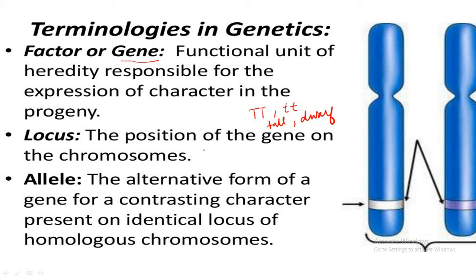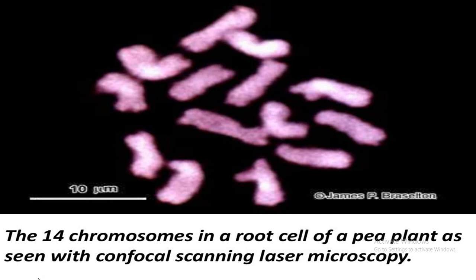During fertilization, the two alleles, capital T from one parental gamete and small t from the other parent, are united to form a zygote that has one capital T and another small t allele, or the hybrids have capital T small t. Since these hybrids contain alleles which express contrasting traits, the plant is called heterozygous. This is about the 14 chromosomes in a root cell of a pea plant as seen with confocal scanning laser microscopy.